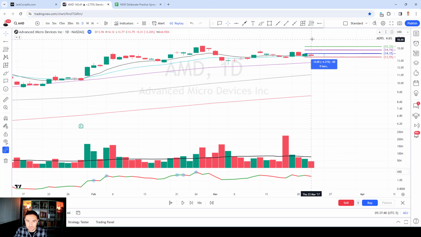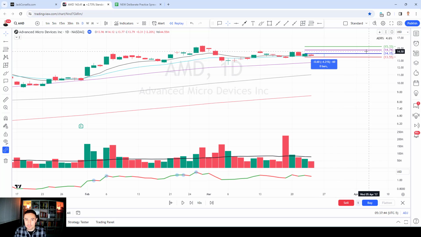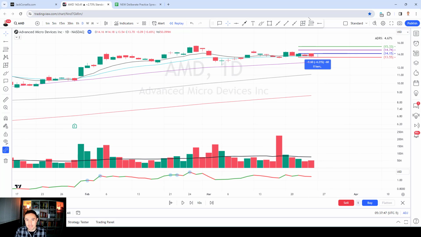Does it get filled there? Got to move through the high. It didn't. The high, that bar is 14.12, so it doesn't move through the high, but it's a nice tight bar. I may keep that order entry in actually.